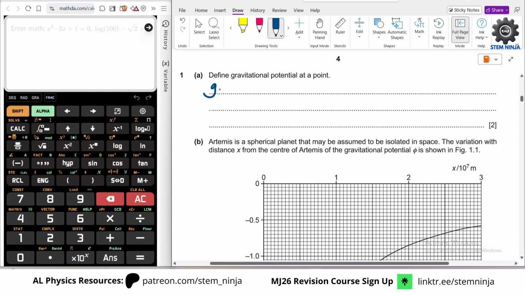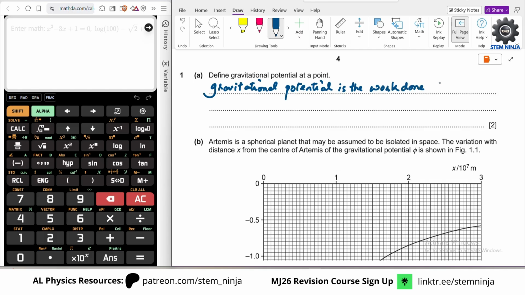So the gravitational potential is the work done per unit mass in bringing a mass from infinity to that point in the field.